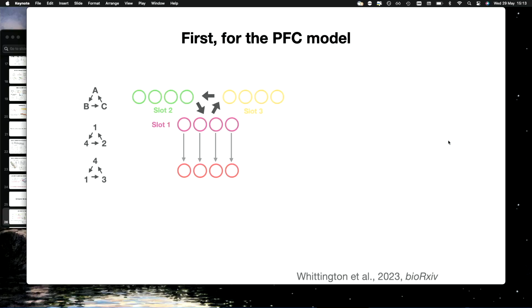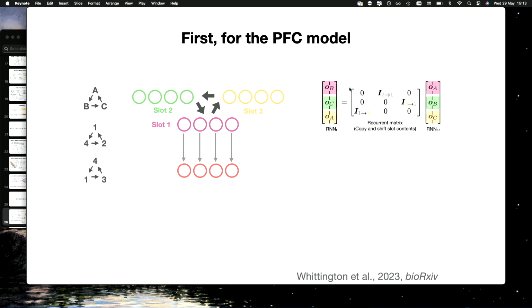And the prediction was that our neurons will decompose into these slots. So let's think of the mechanics of this model. If I want to update the contents of this RNN, in this case it just means that whatever's in slot 1 goes to slot 3, whatever's in slot 3 goes to slot 2, whatever's in slot 2 goes to slot 1. That's just going to be this matrix here. So we can see whatever's in slot 1 goes to slot 3, whatever's in slot 2 goes to slot 1, whatever's in slot 3 goes to slot 2. That's going to be this update equation.